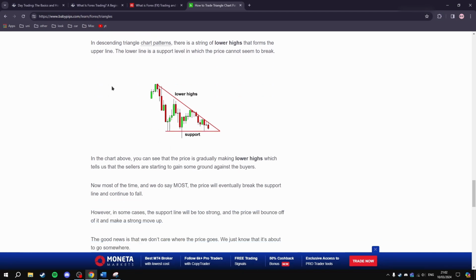Oh hey! In descending triangle chart patterns, there is a string of lower highs that forms the upper line. So a string of lower highs, so the highs are getting lower. The lower line is a support level in which the price cannot seem to break.